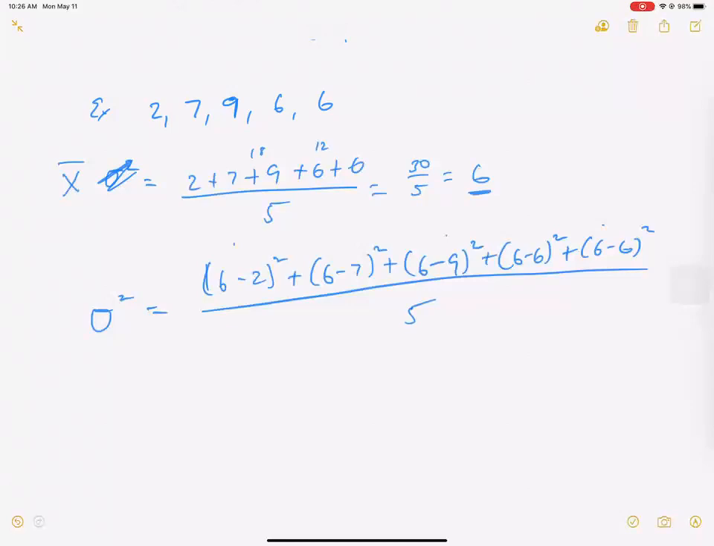Okay. And so let's go find the variance. 6 minus 2 is 4. 4 squared is 16. 6 minus 7 is 1. 1 squared is 1. 6 minus 9 is 3. 3 squared is 9. 6 minus 6 is 0. 6 minus 6 is 0. All over 5.